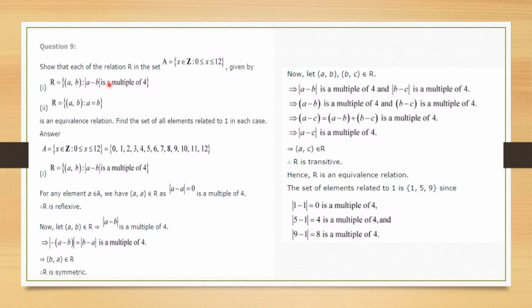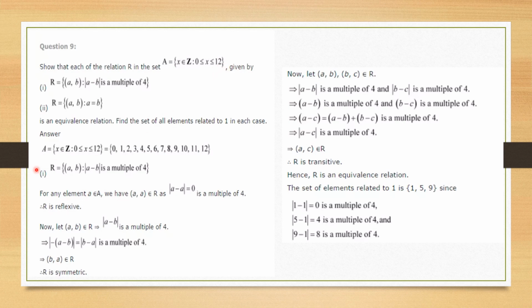Question number 9 says: in the set A, x belongs to Z, integers, x from 0 to 12, you have to show that the modulus of A minus B is a multiple of 4. And for the second set, our relation is defined as A is equal to B. It is an equivalence relation. And you have also to find the set of all elements that are related to 1 in each case. Element 1 in each case. So let us see what the set will be like. It will be from 0 to 12. Look at the greater than or equal to and less than or equal to signs here.